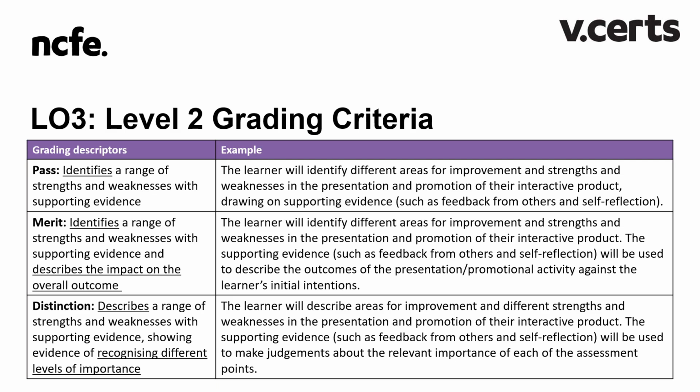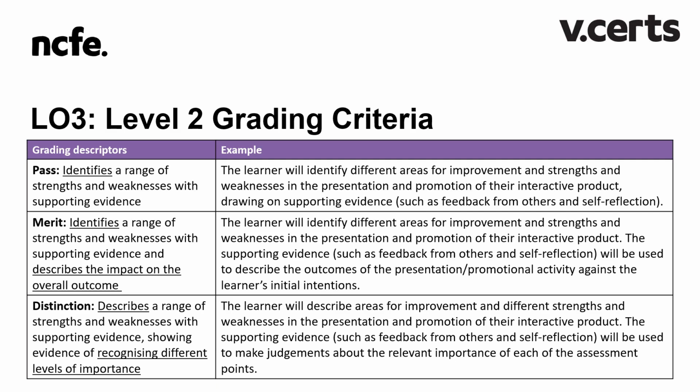So for a pass here, the learner will identify different areas for improvement, as well as the strengths and weaknesses in the presentation and promotion of their product, and they'll draw on support and evidence. So again, that could be some examples of that feedback that we've just talked about. So for a merit, the difference here is about impact. So within that review, learners should be including some reference to the impact of the overall outcome. So for example, they could talk about what their intention was and whether they actually achieved that intention.